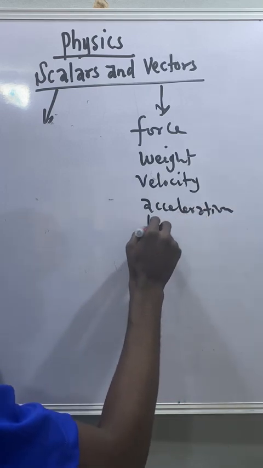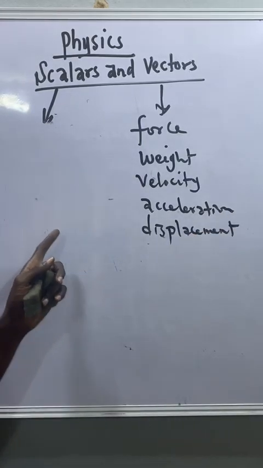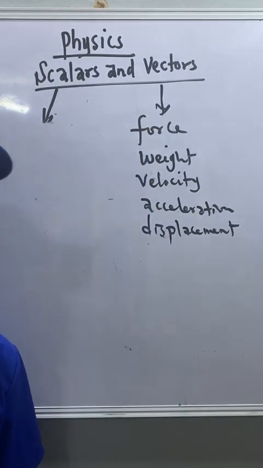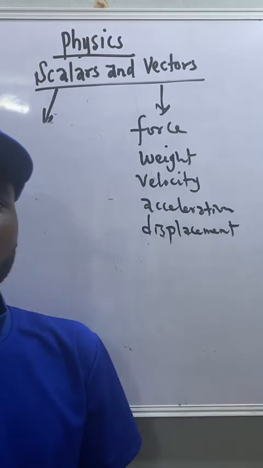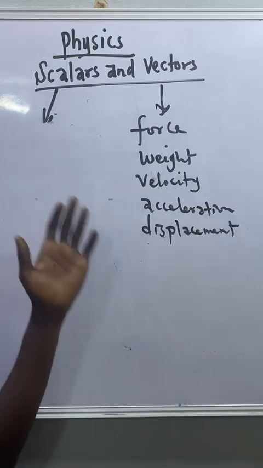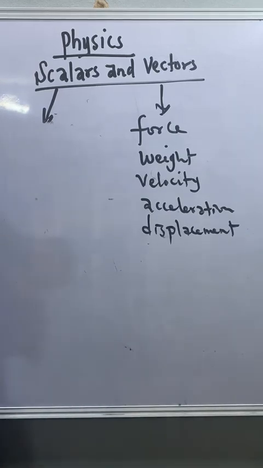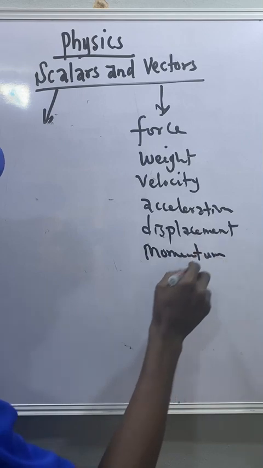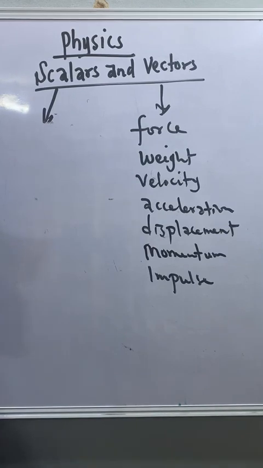Even before all of this, displacement is also a vector. Displacement and distance are the same to some extent, but they are very much different in terms of scalars and vectors, because displacement has direction, while distance does not have direction, but both of them are talking about length. Displacement is the shortest distance between 2 points, so we will be talking about that in a subsequent class. We have momentum, then we have impulse. All of these are vector quantities.